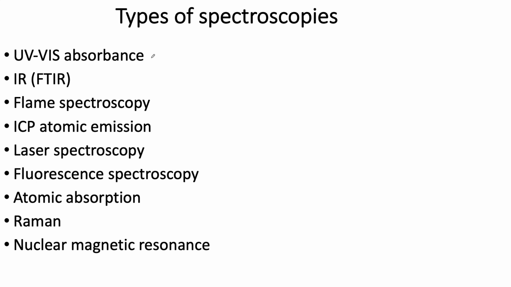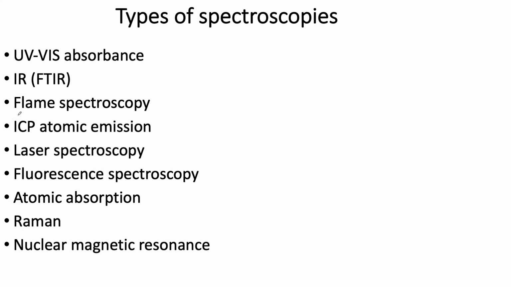All right, UV visible absorbance measurements. There's also infrared. All right, infrared absorbance, which you'll also see as FTIR. We'll talk about that later. That's Fourier transform infrared. It's the same thing, just a different kind of instrument, but it's measuring the infrared absorption.